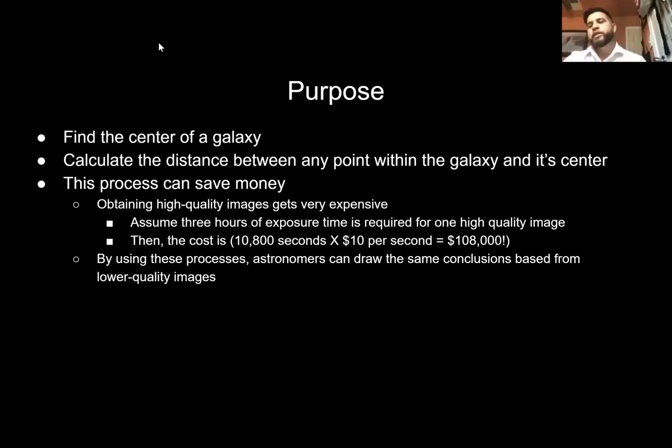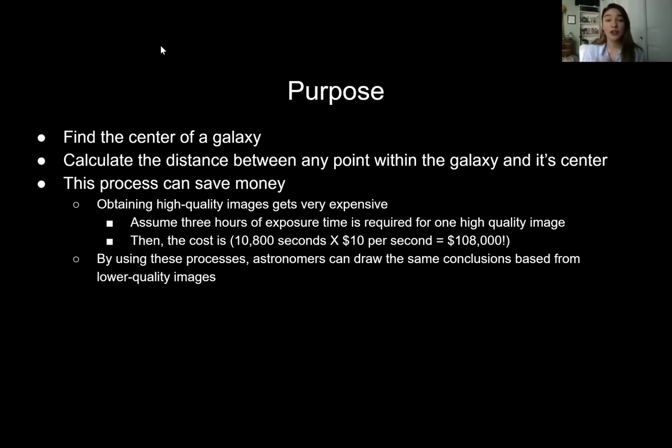So the purpose of our research is to take that initial step. We want to be able to find the center of a galaxy, and we want to be able to find the distance between that center and any point in the galaxy. And this is very useful because, like Cole mentioned earlier, we can use this to make approximations on these measurements using lower quality images, which are usually a lot less expensive than having to work with higher quality images.